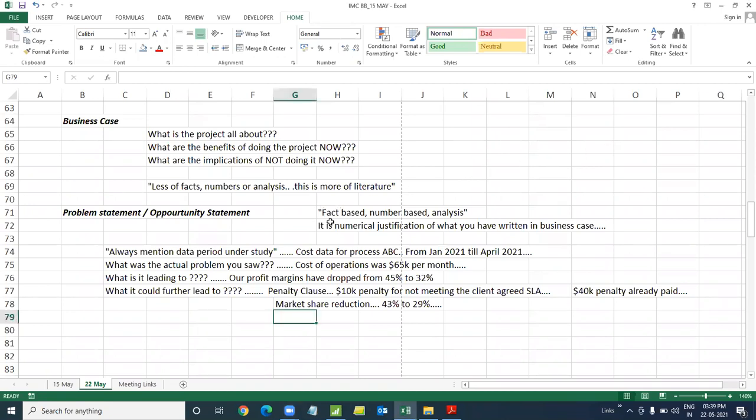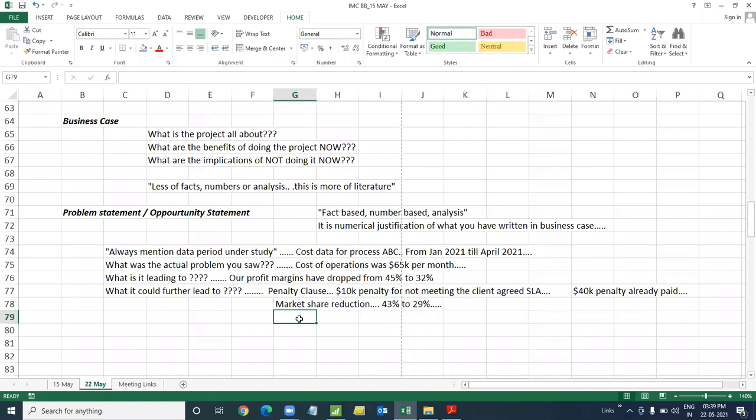Now, quickly moving on. So we were talking about whatever you have seen as a problem, based on the time period you have studied. Say we have seen our profit margins have gone down. What has it led to? Probably there's a penalty clause, and based on it we already paid some penalty. Our market share has reduced.